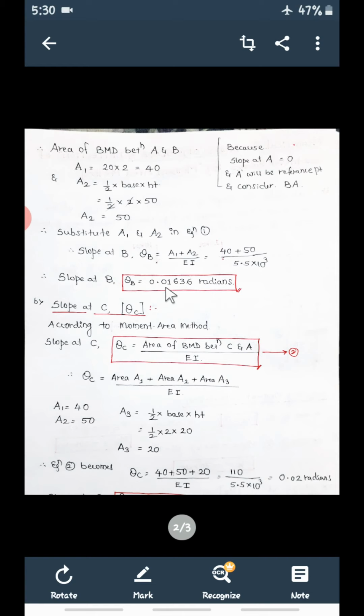So theta B is 0.01636 radians. Similarly, calculate the slope at C now. Slope at C, theta C. According to the moment area method, or Mohr's first theorem, slope at C is equal to the area of the bending moment diagram between C and A, divided by EI.